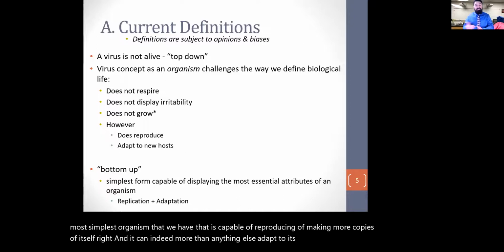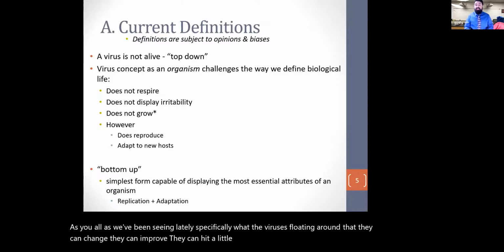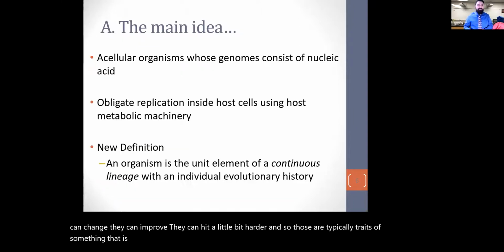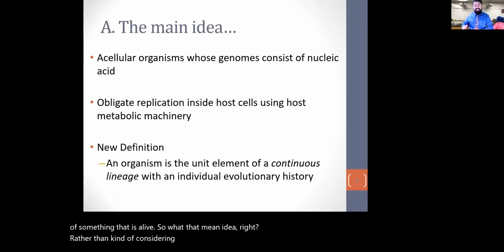As you all know, as we've been seeing lately, specifically with the viruses floating around, they can change, they can improve, they can hit a little bit harder. And so those are typically traits of something that is alive. So with that main idea, rather than considering everything living as having cells, well, this is an acellular organism, no cell included, right?